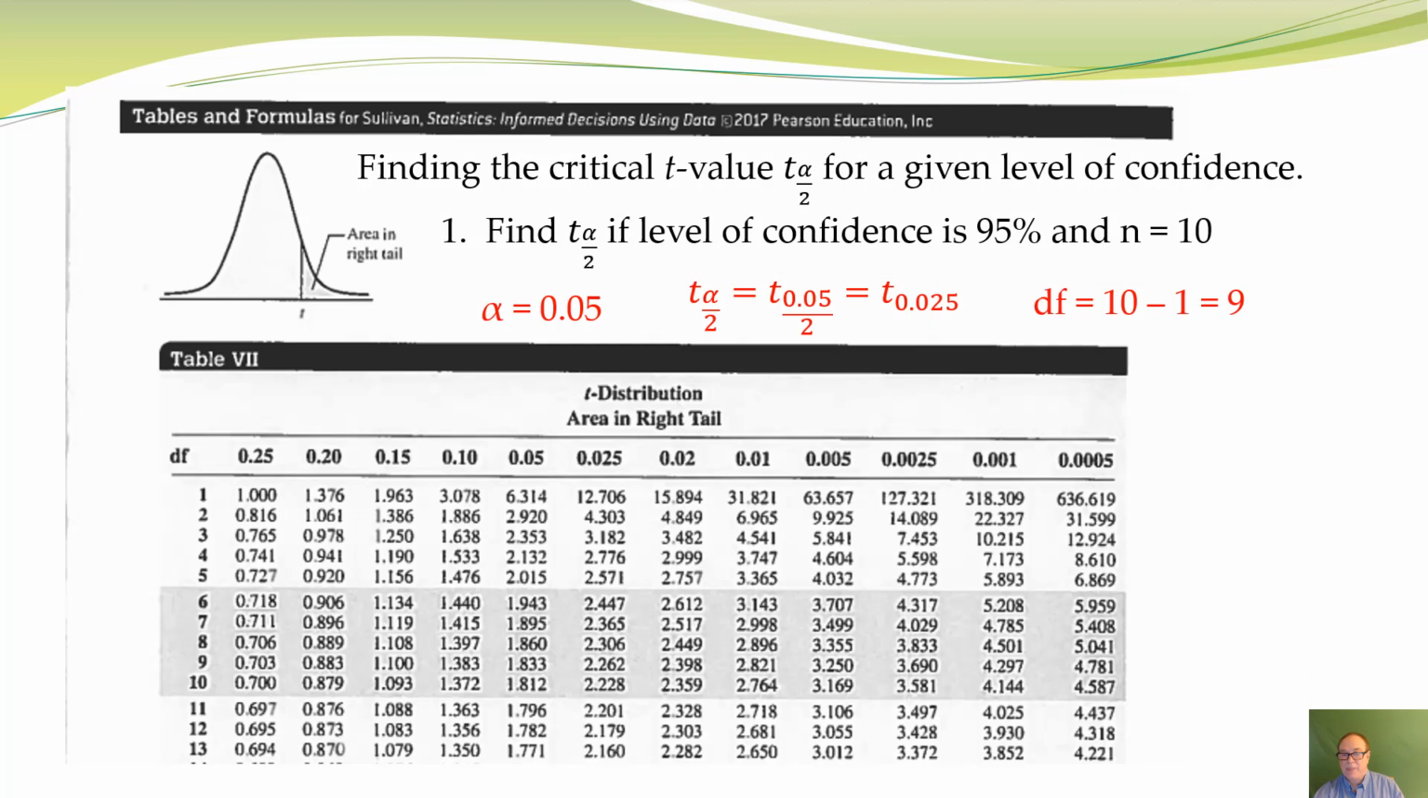Go to the table. We find 0.025 for the area in the right tail. There's the area in the right. Degrees of freedom, 9. Where this row and this column meet gives you your answer. So in this case, t would be 2.262. That would be your critical value for this problem.